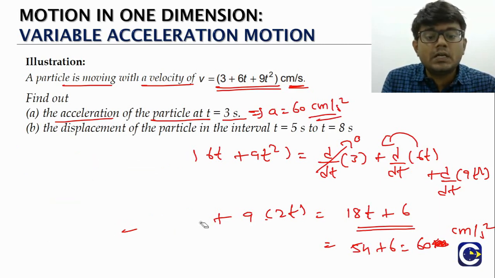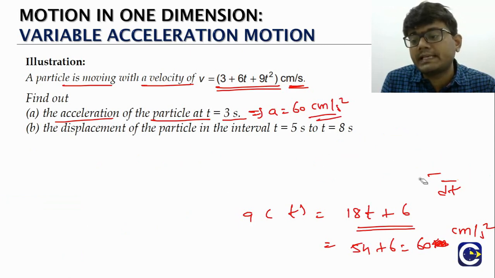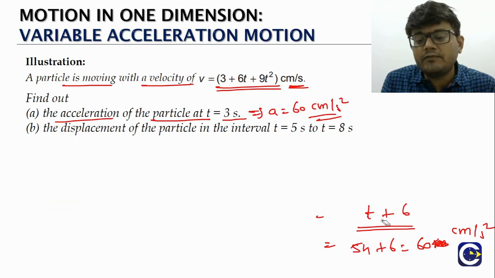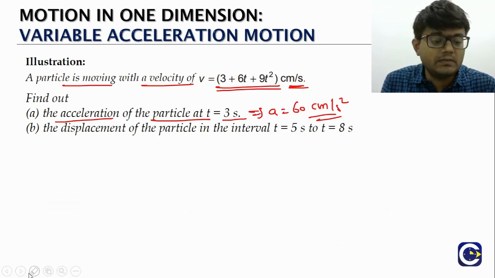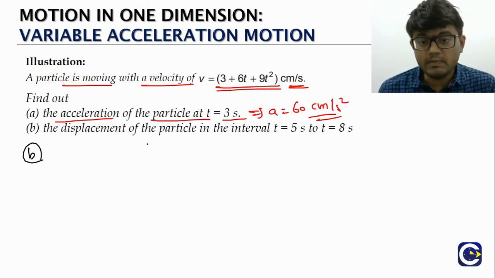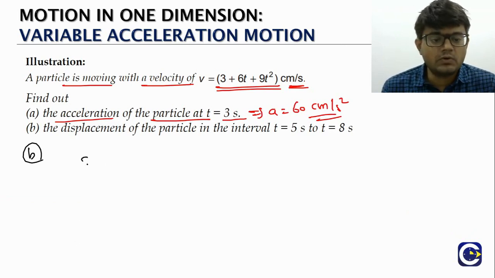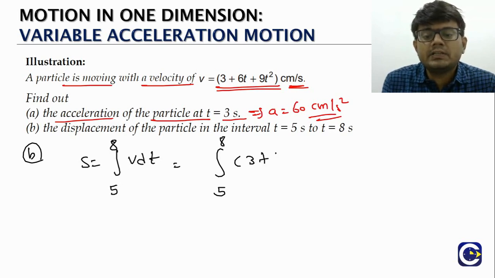Second part is the displacement of the particle in the interval t is equal to 5 seconds to t is equal to 8 seconds. Means in that interval of t is equal to 5 to t is equal to 8, we have to find the overall displacement. What is the relation? It will be based on the integration equation, right? So the overall displacement is equal to integral v dt between the limits 5 to 8. What is the velocity function? 3 plus 6t plus 9t square dt.